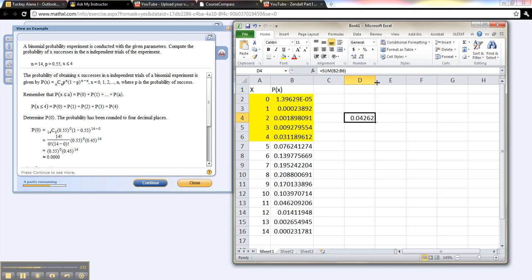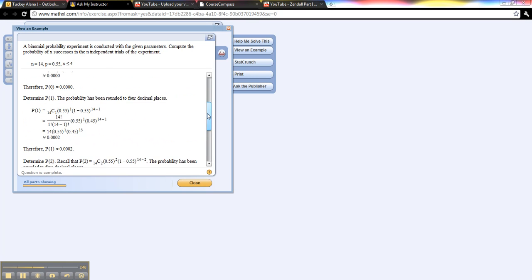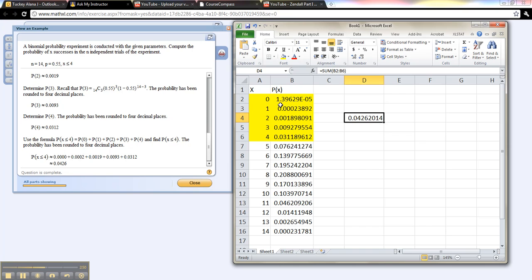So 0.04262. Let's double check. Hold on, continue. They're calculating each one by hand. And look, there's the final answer, 0.0426. They have all of this work to do that. It's not even that hard.